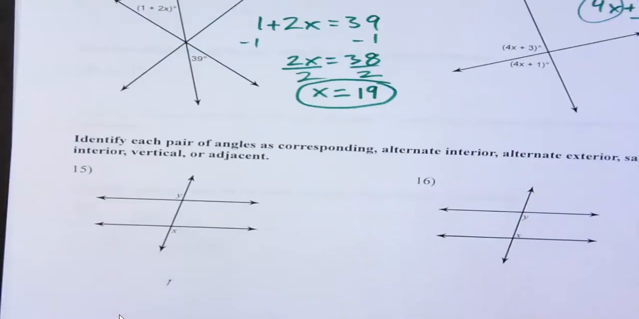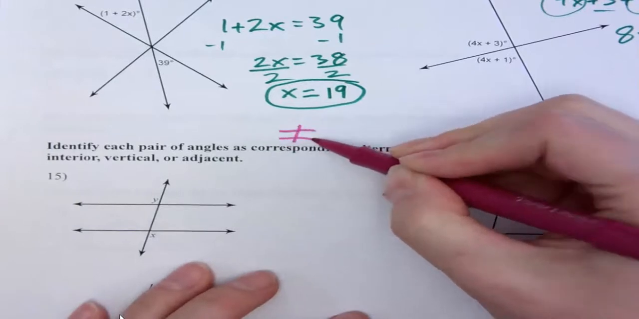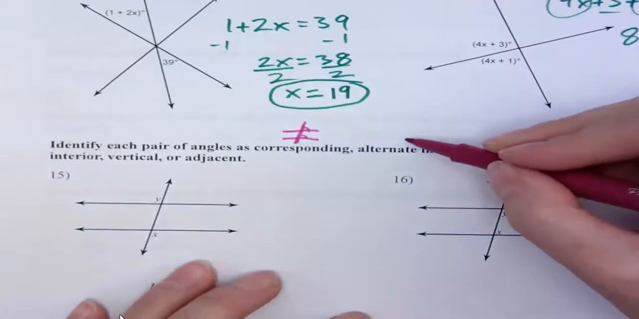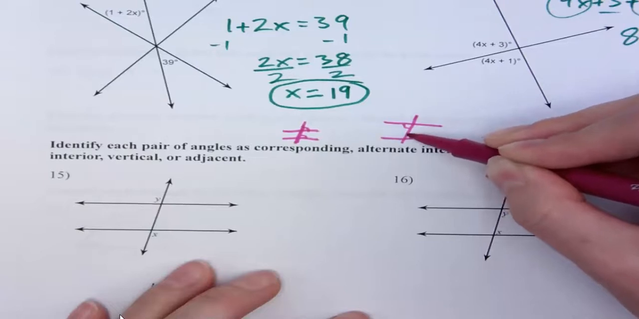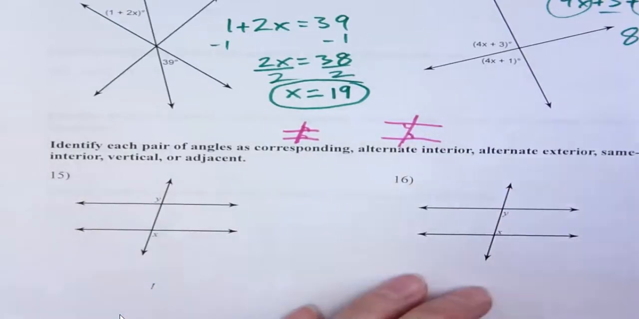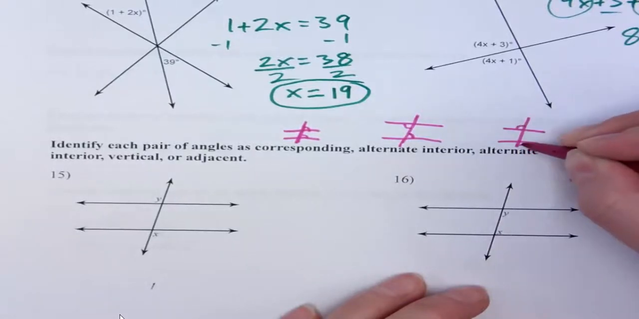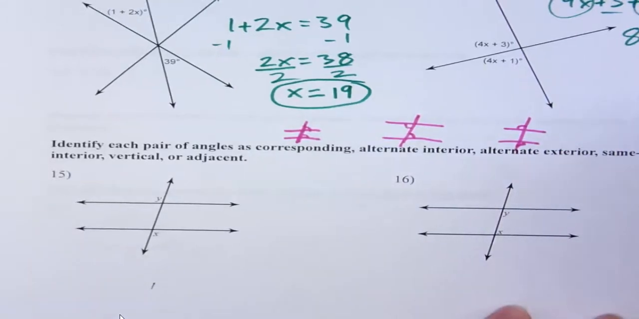Alright, so now we have all of our angle pairs when we're dealing with transversals. And so just a quick refresher, corresponding is anytime they're in the same spot. Alternate interior is anytime they're on alternate sides in between the two transversals. Alternate exterior, anytime they're on alternate sides outside of the two transversals. Same side interior is when they're on the same side and they're in between.